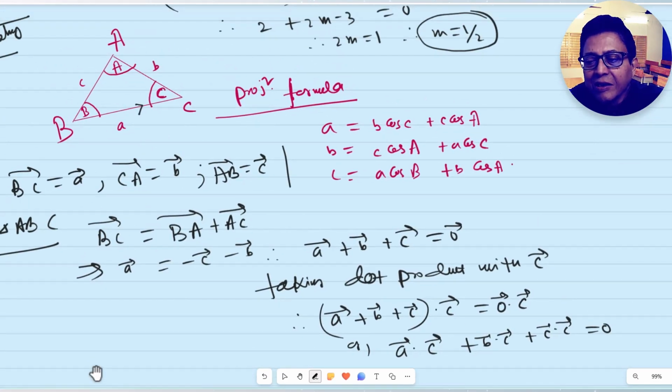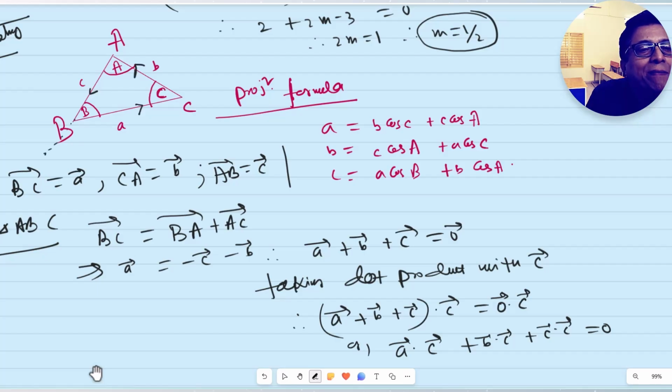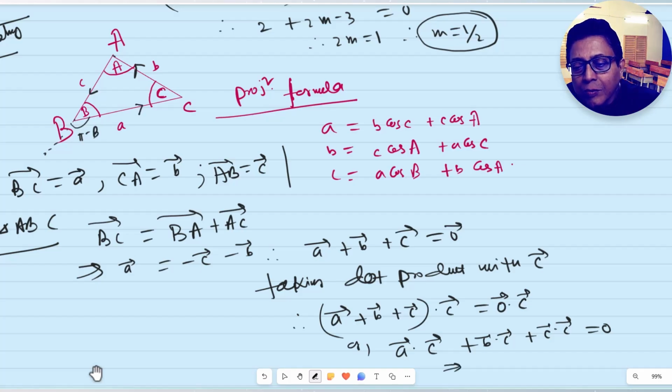What about A dot C in the diagram? Just look at the diagram. The C vector we have taken in this manner. The direction of the C vector is this way. The direction of the B vector is this way. If we take C dot A, then which angle is responsible? The angle between C and A is not B. Instead, the angle between C and A is this one, that is pi minus B. So you write A dot C equals AC cos(pi minus B).